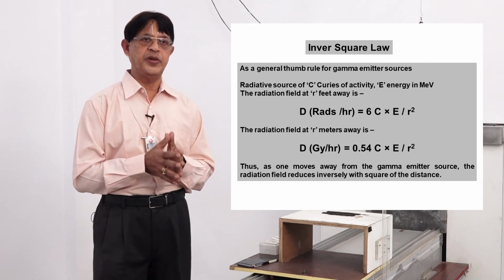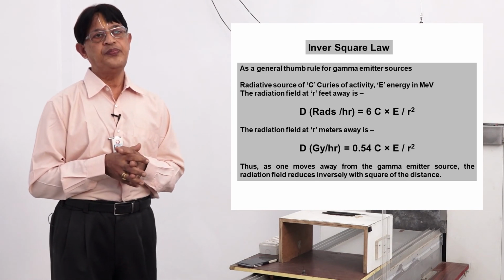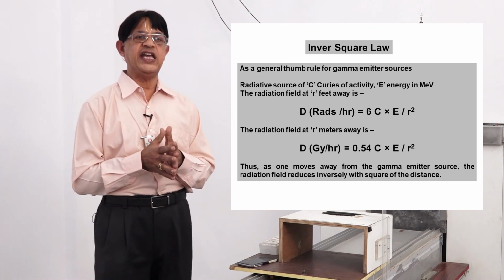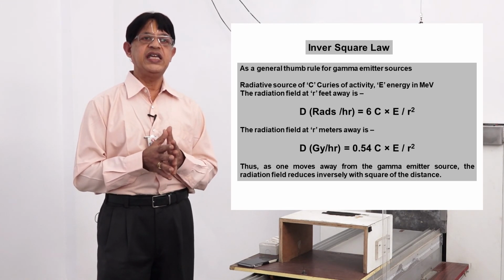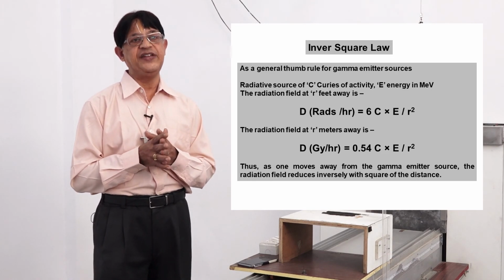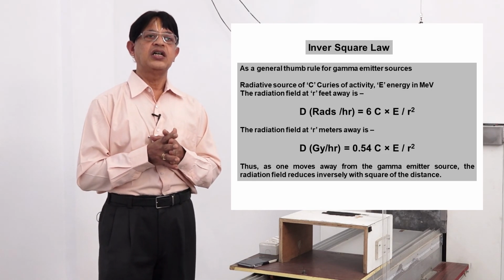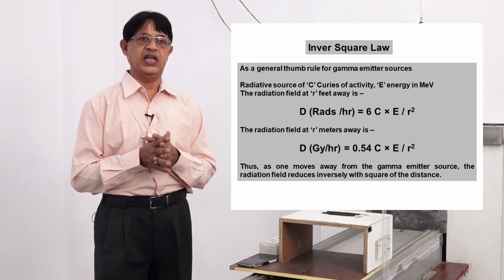6 is a numeric number, C is the activity in Curie, E is the energy of gamma radiation in MeV, R is the distance in feet. 6CE divided by R square complies with our understanding of inverse square law.